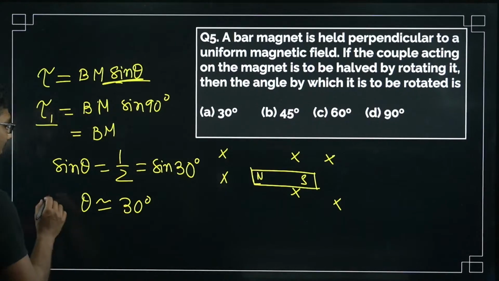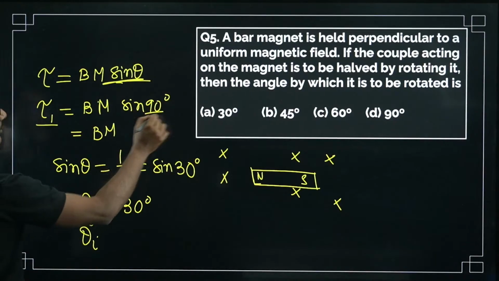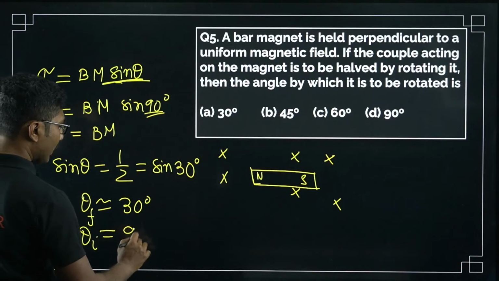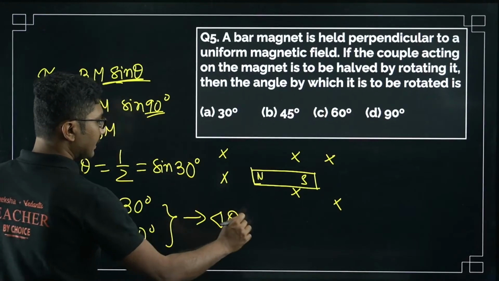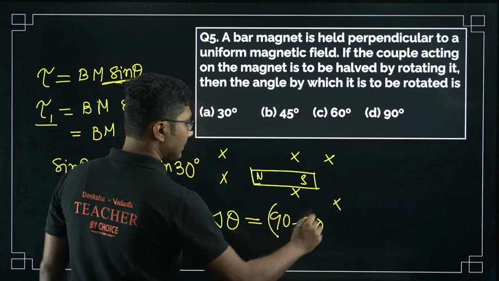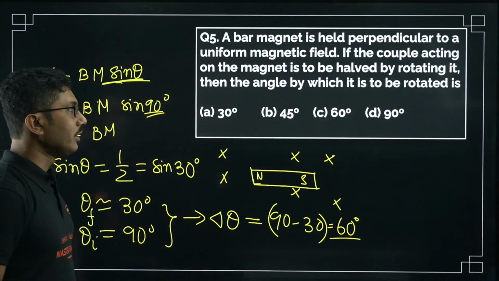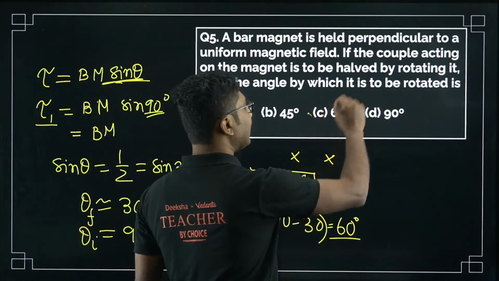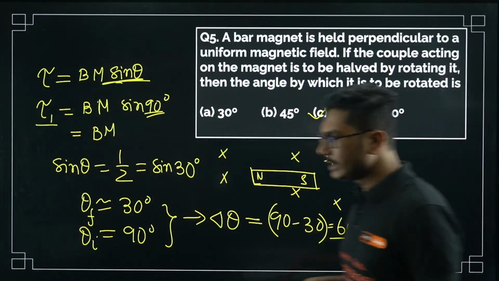Now what was the initial theta? This is the final theta. Initial theta was 90 degrees. So how much angle do you have to rotate? The angle you have to rotate, that is delta theta, will be 90 minus 30, that is 60 degrees. Be careful. Even though the problem seems easy, you have to be careful. You have to find the difference in the angle. So the angle will be 60 degrees.